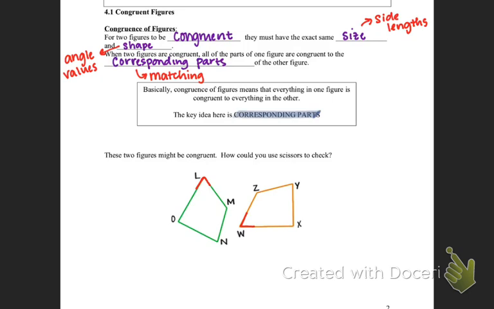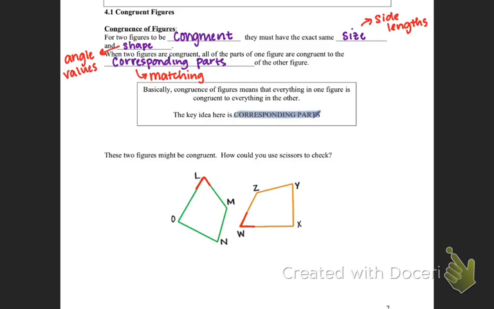So this whole how could you use scissors check, we could use that as a way of checking angle sizes. So opening up a pair of scissors to get the correct angle and then sliding that over and seeing if that's going to match. But there are other ways with these congruent figures to determine whether 2 figures truly are congruent to each other or not.